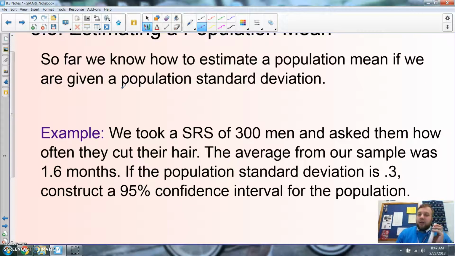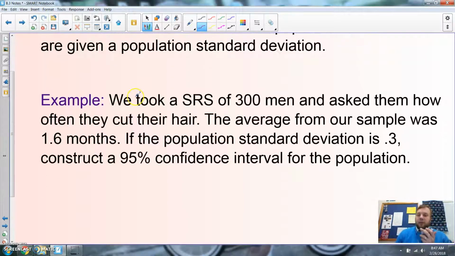So far, we know how to estimate the population mean if we are given a population standard deviation. Here's another situation. We took a simple random sample of 300 men and asked them how often they cut their hair. The average from our sample was this. Now remember, that is how often they cut their hair. That is the average amount of time it takes before a man gets their hair cut of the 300. And the population, somehow we figured out what the population was.